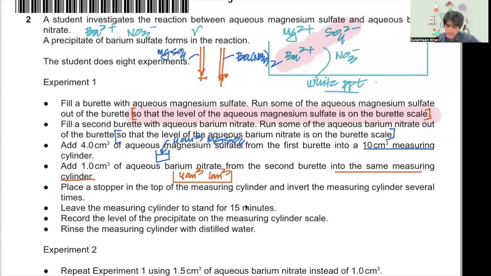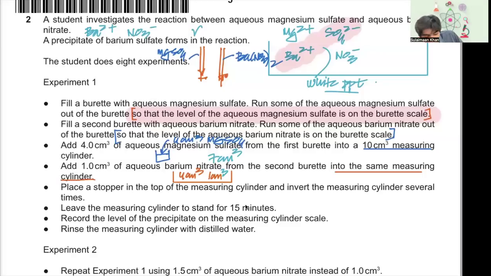Now, my question to you guys is, if I had said add 7 cm cube from the second burette, instead of 1 cm cube, I'm saying add 7 cm cube of barium nitrate into the measuring cylinder. What's the problem with that? Adding something, Hani, I'll check it, kiddo. What's the problem with that?